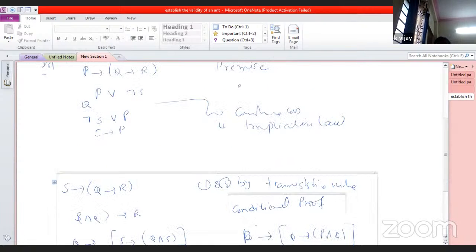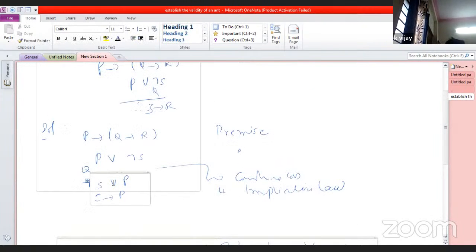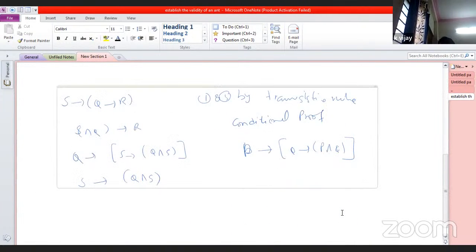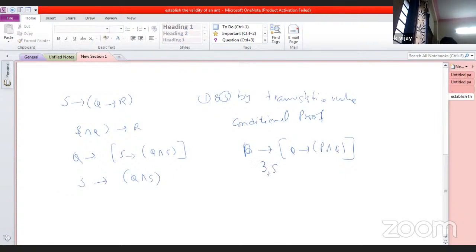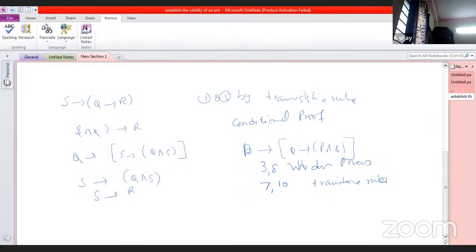From the third one, what is the third one here? The third one is Q. And the next one is P implies Q implies P and Q. For these two conditions, we write modus ponens. We can write modus ponens. So therefore, S implies R from 7 and 10. From 7 means by conditional proof, and this S implies R we can call a transitive rule. That is what I told about the validity of the argument. Next one we have to learn another thing.